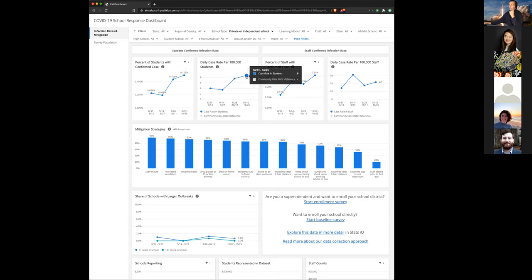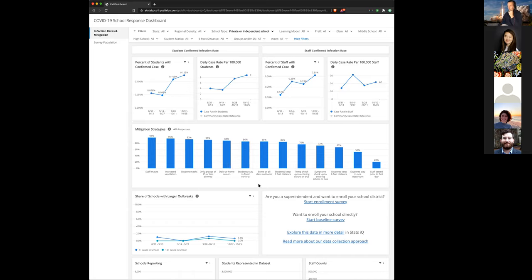And the daily case rate per 1,000 individuals is, you know, 9 per 100,000. You can see the same for staff, daily case rate per staff. And you can also see various mitigation strategies that are being adopted right now. So staff masks, increased ventilation, student masks, reduced population or cohorting, daily at-home screen, right?